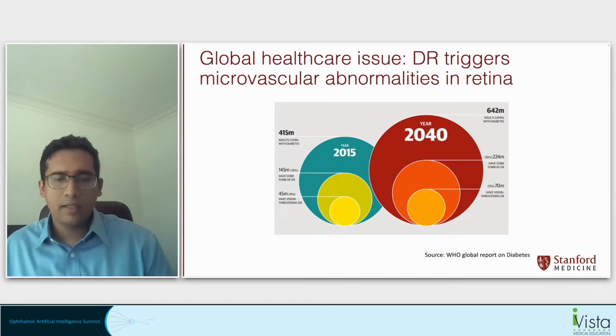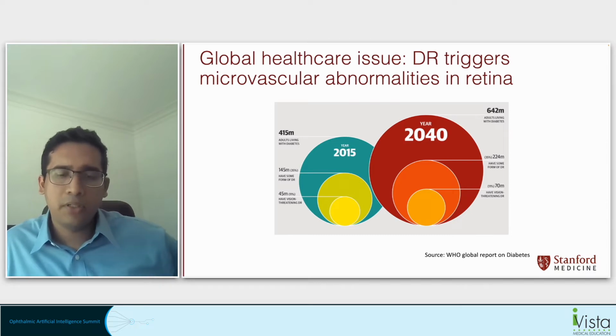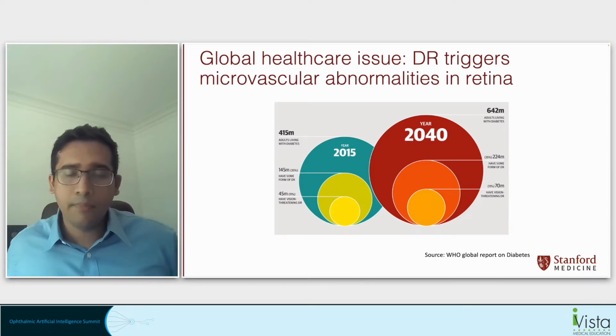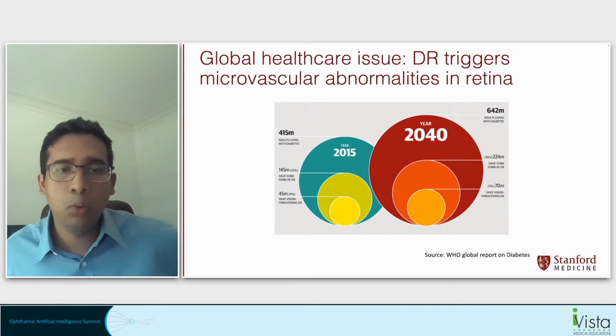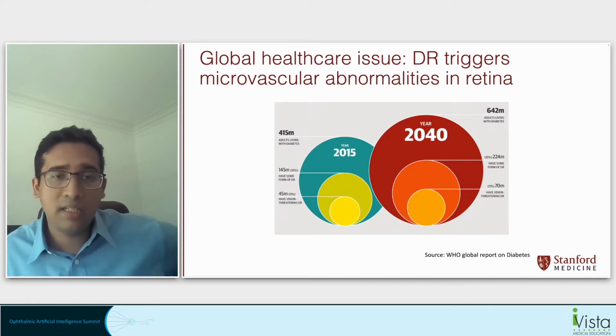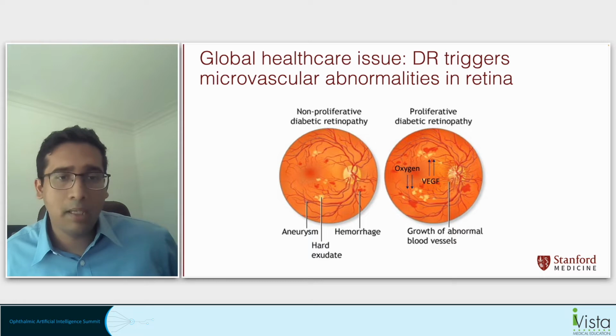So we all know that DR is a major ocular manifestation of diabetes. Nearly 40 to 45% of patients with diabetes are prone to vision impairment due to DR. That's projected to be 188 million in 2019, and by the year 2040 is going to be about 224 million. So it's a global pandemic.